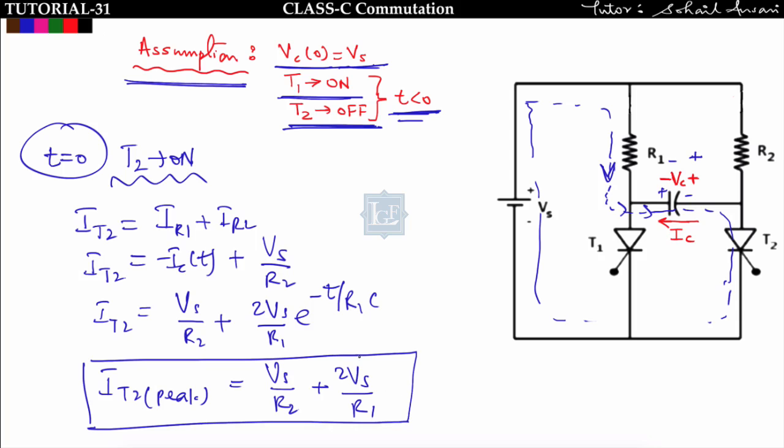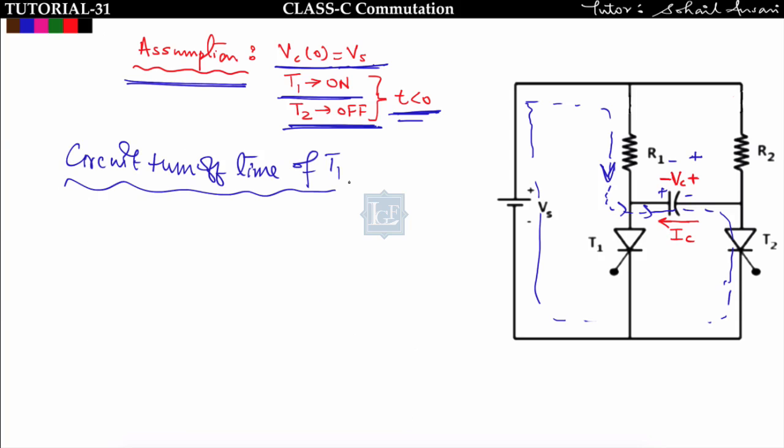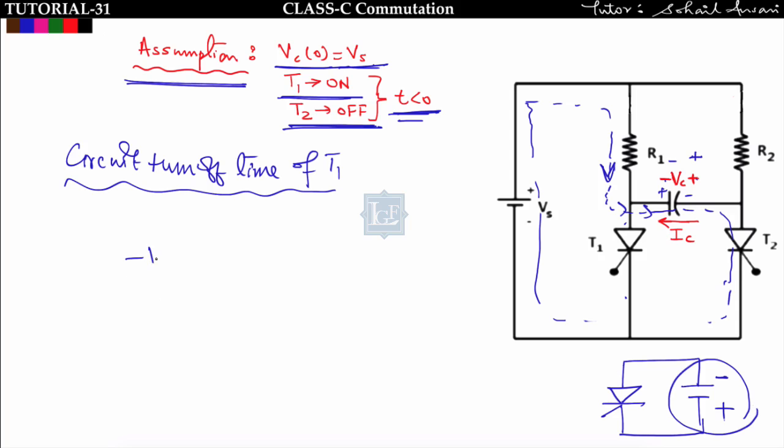Now the last point is we have to find the circuit turn off time of T1. Circuit turn off time is defined as the time for which the thyristor is in reverse bias. So this thyristor is in reverse bias till the voltage across this capacitor is negative. The voltage drop across this capacitor is from minus to plus like this. You can see that this minus is connected with the anode and this plus is connected with the cathode. So when the voltage drop across this capacitor goes from minus Vs to 0, the time for which the thyristor is in off state will be the circuit turn off time.